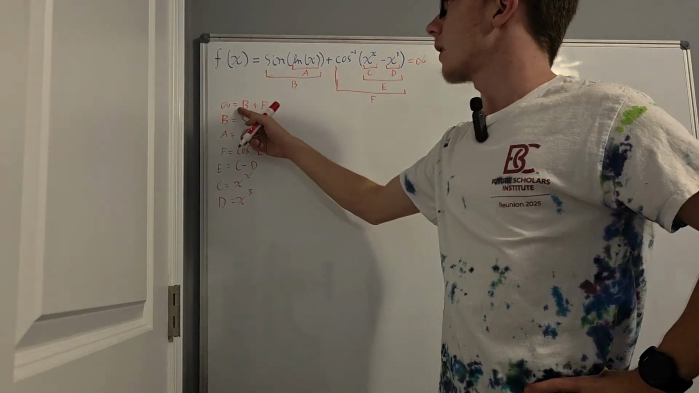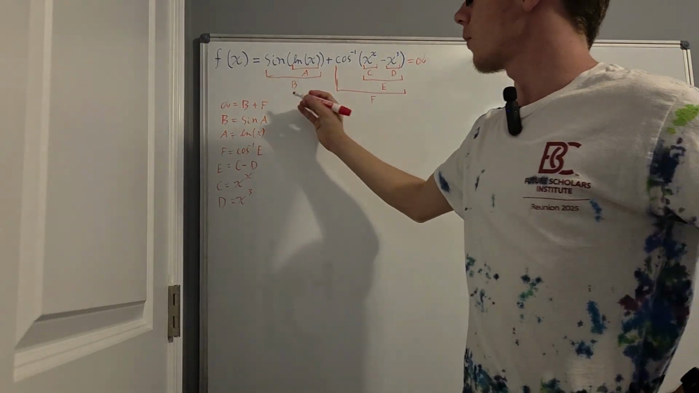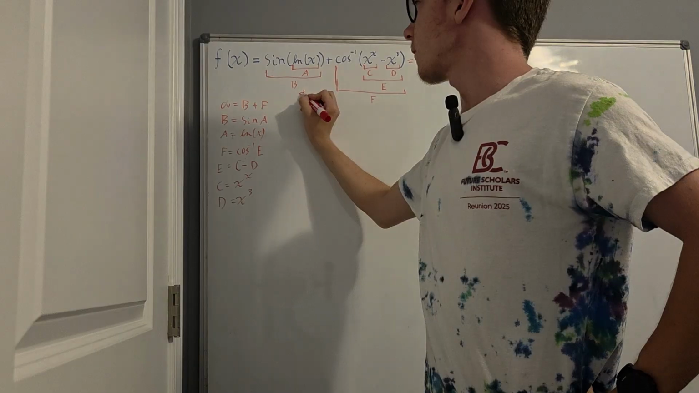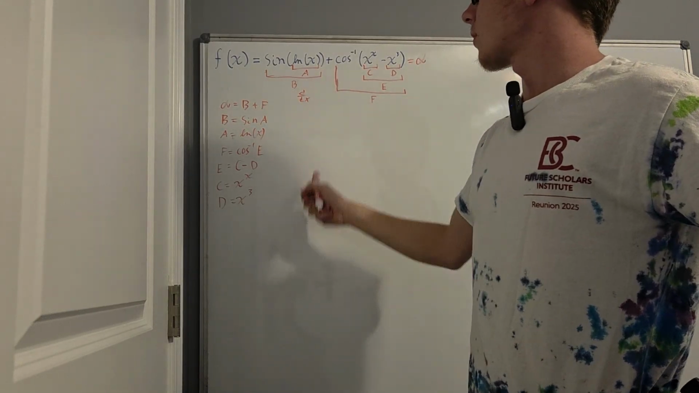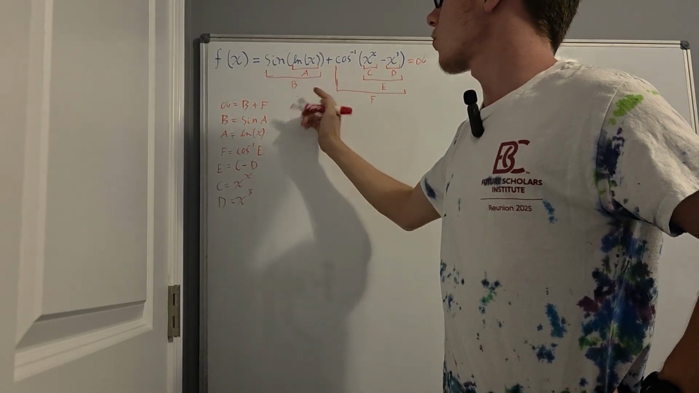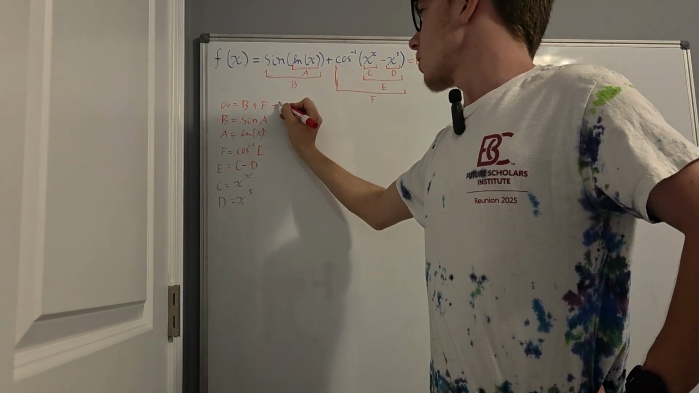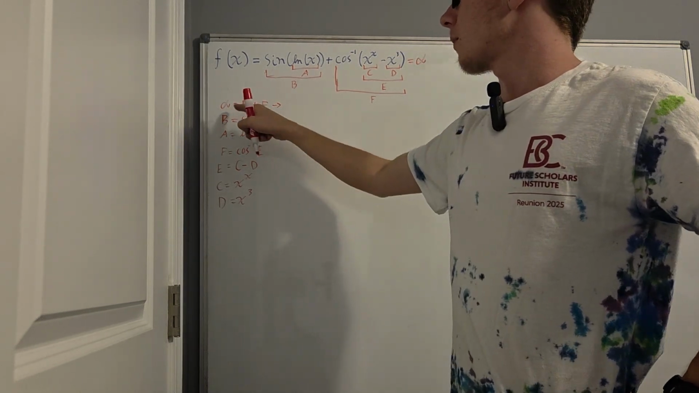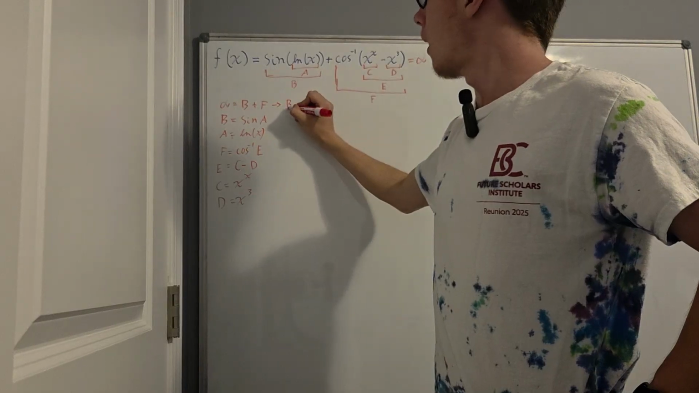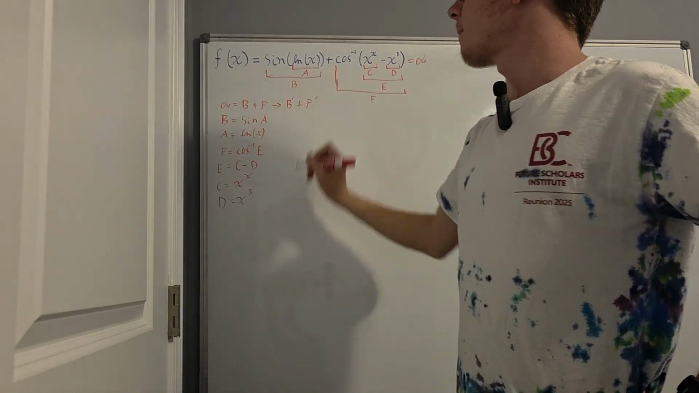So what we're looking at here is, this is just a sum, so I'm just going to put d over dx up here, so we know these are the derivatives. And instead of doing this, I'm just going to draw an arrow. And when I draw this arrow, just know that means this is the derivative. So b plus f is going to become b prime plus f prime.